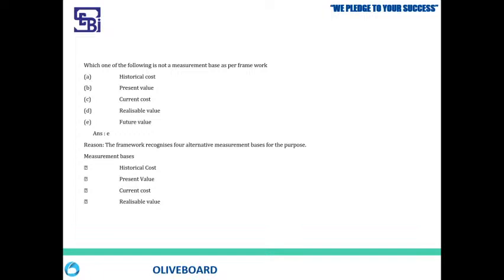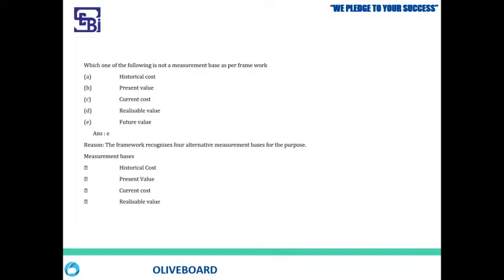First one. Which one of the following is not a measurement base as per framework? Guys, there is a portion in your syllabus which talks about the accounting framework, accounting information system, or how to prepare your financial statements. So that is called framework. It is not like what you have studied in your graduation or in your school. Those are all very basic stuffs, but to prepare your financials, the Companies Act has laid down certain things: how you have to prepare, what will come where, what the items will be, how you have to measure those items, and how you have to present those items. So all those things have been mentioned.